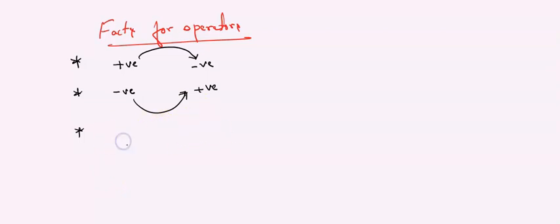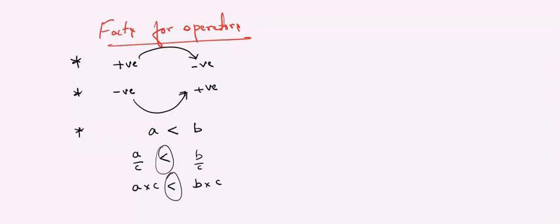For example, let us take A is less than B. If you are multiplying or dividing, what happens? As you can see here, if each term of an inequation is multiplied or divided by the same positive number, then the sign of inequality remains the same. As you can see, the sign remains the same. So this is your third property.